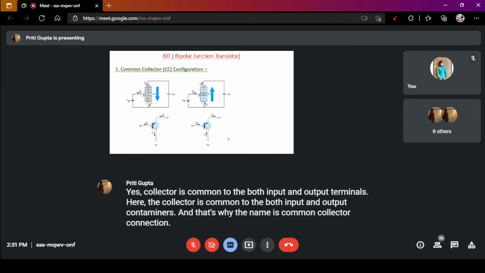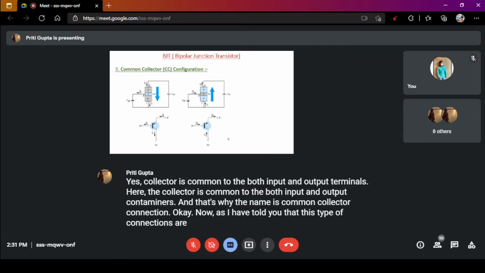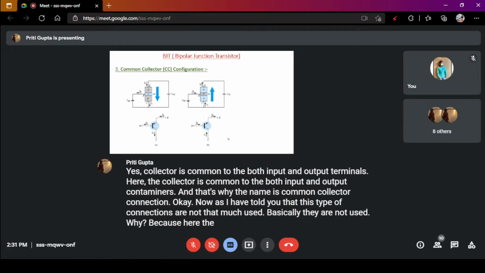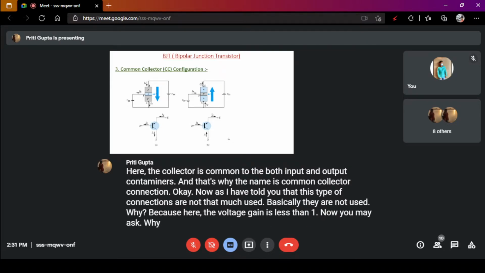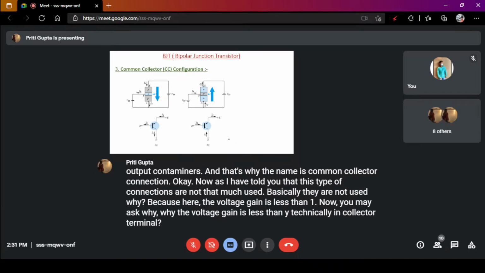Now, as I have told you, this type of connection is not used that much. Basically, they are not used. Why? Because here the voltage gain is less than 1. Now, you may ask why the voltage gain is less than 1. Technically, in the collector terminal, the resistance is very high.